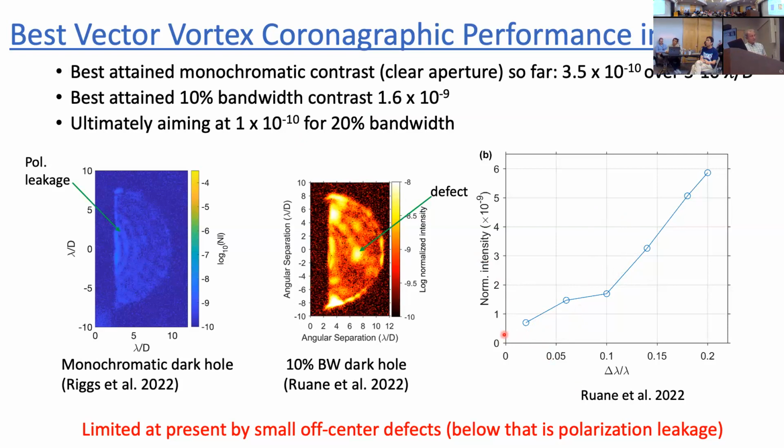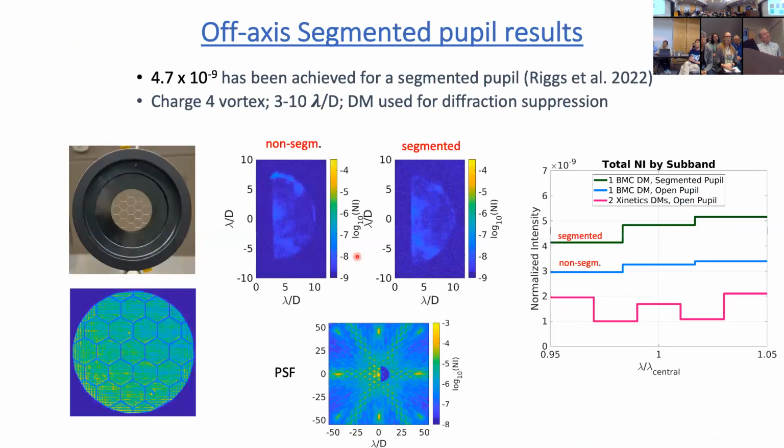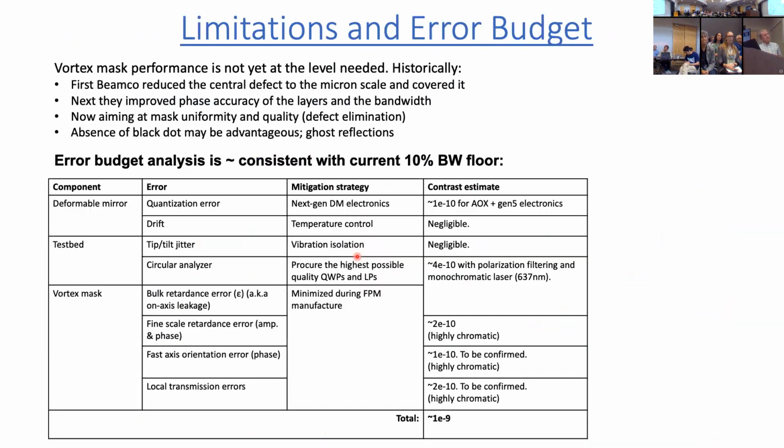All right, and we're currently limited by little off-center defects. Oh, I'm glad I put that thing in red there to remind me. Things like this. So they have defects, you can ask about them later. We have off-axis segmented pupil results of 4.7 times 10 to the minus 9.